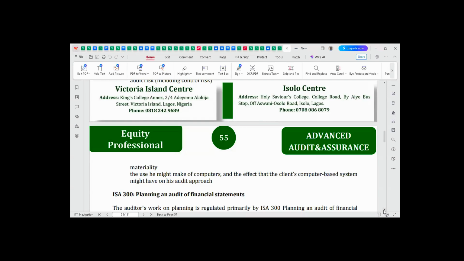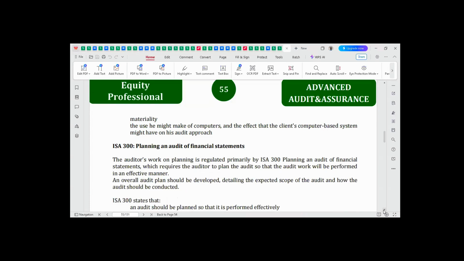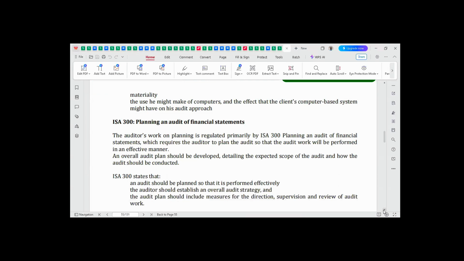Let's just continue. The next standard we are going to also discuss is ISA 300. ISA 300 is talking about planning an audit of financial statements. What this one is saying essentially is this: as an auditor, you must ensure that the plan you are developing is effective. Then you must also ensure that you establish an overall audit strategy. That's what I just explained, audit strategy or audit approach.